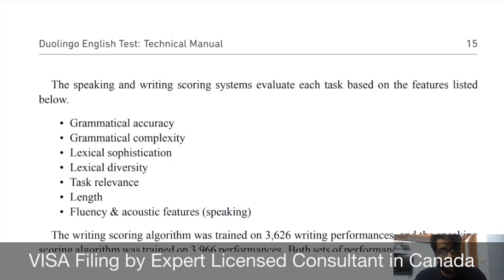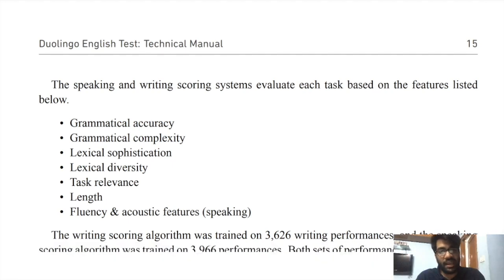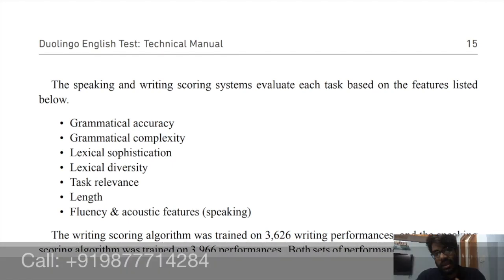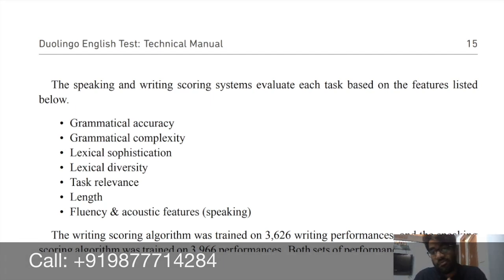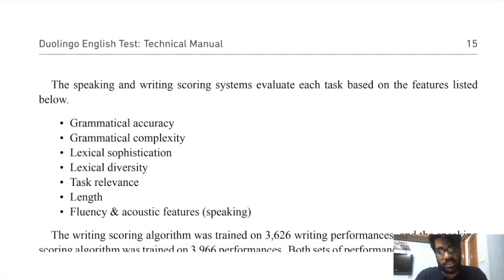Lexical sophistication, we have thought of a good word, right? So we are trying to show that our lexical resource is sophisticated. We have used some topic specific vocabulary, so we have shown that we have lexical diversity. Task relevance, obviously take care that you are addressing the image. If the image is showing a plane landing, you are not going to talk about your birthday celebration.